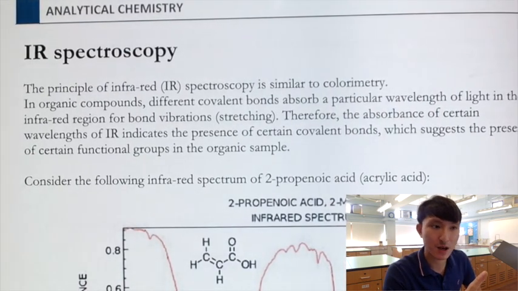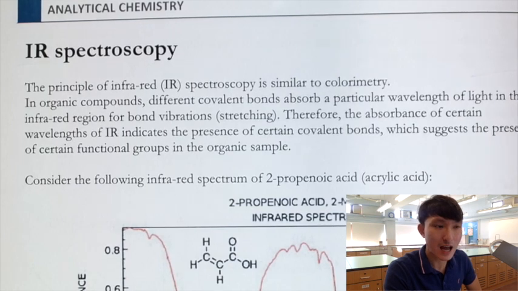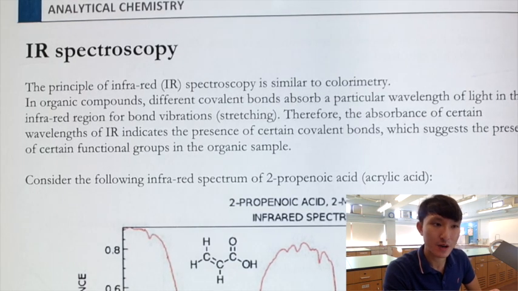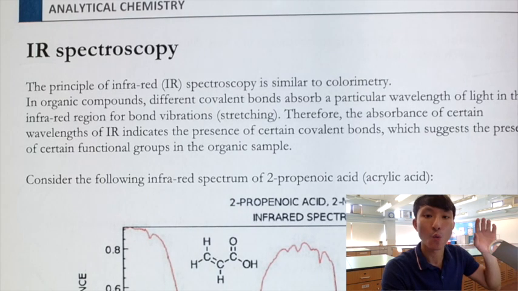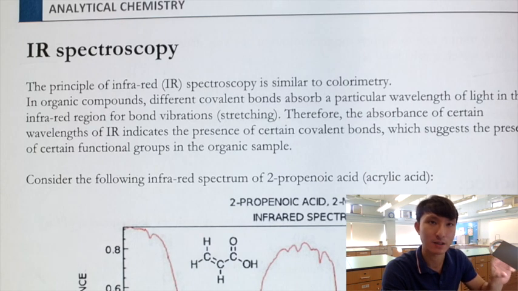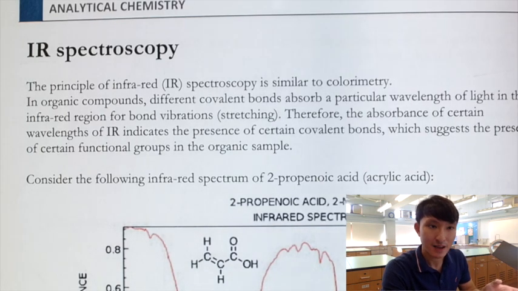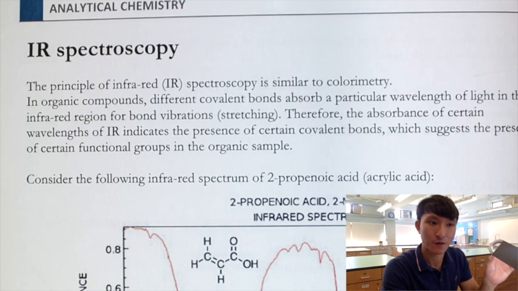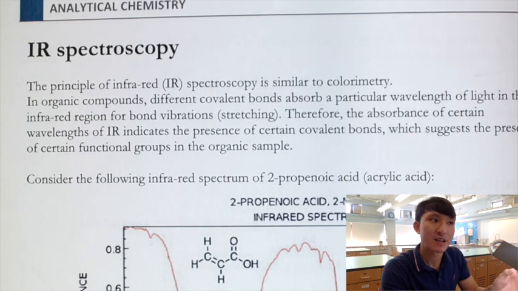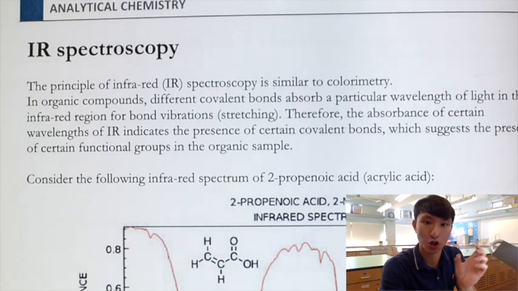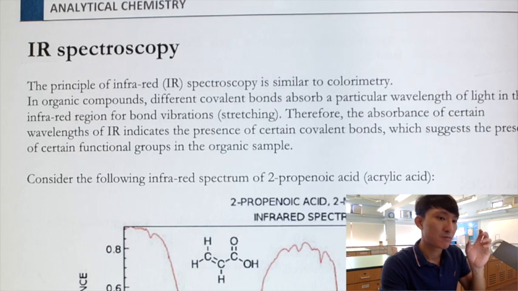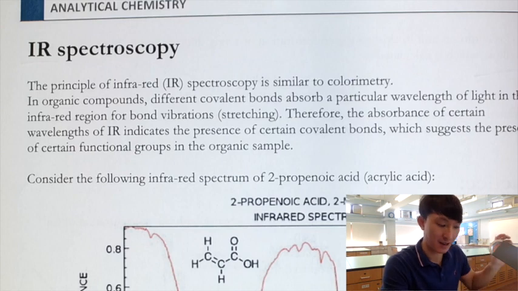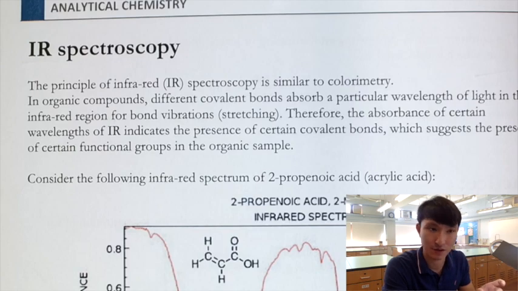Now the idea is a little bit different. Instead of using one particular wavelength of light to see how much it is being absorbed, we are now providing a collection of wavelengths of radiation, and we want to find out which particular wavelength of light is being absorbed by our sample. And the wavelength of light being absorbed can be interpreted into some structural features of a compound. So the idea is quite different from calorimetry, although the way we carry it out is very similar.